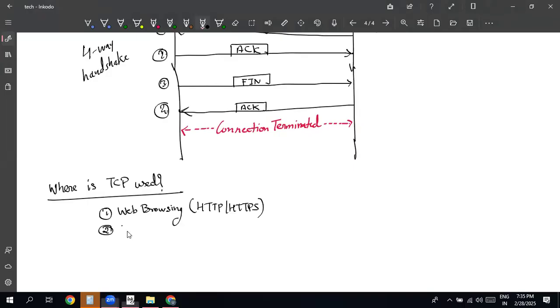Okay, Anup said email. Yes, Anup, you're correct. Email is one of the examples for TCP. And can you help me with the protocols? What are the protocols which are utilized for emailing? File transfer, FTP, okay, fine. I got SMTP for email. I need one more name.